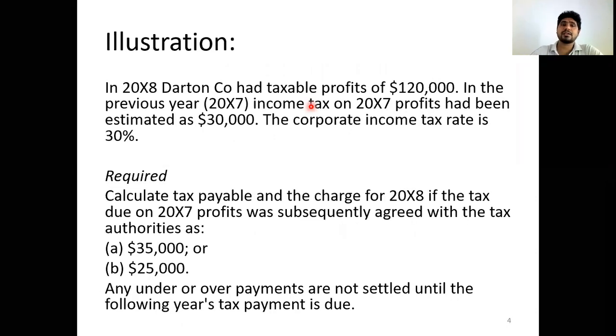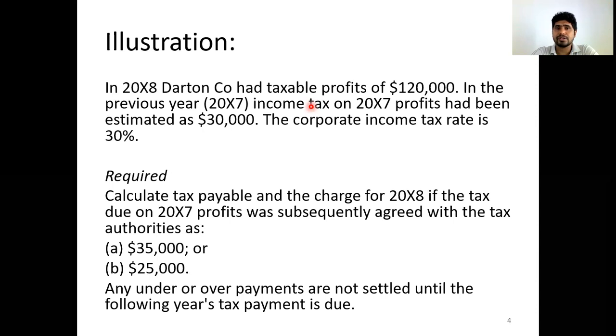Let us discuss an illustration. In 2018, Darrington Company had taxable profit of 120,000, right? Here we assume 2018 is the current period.